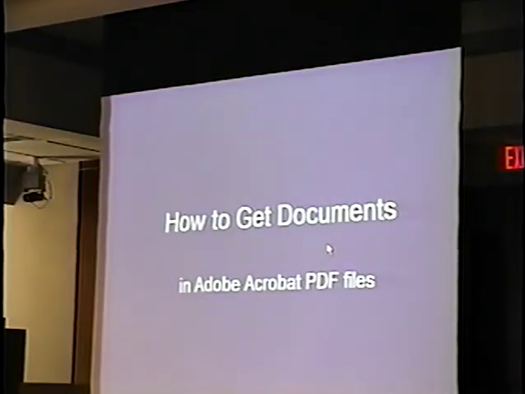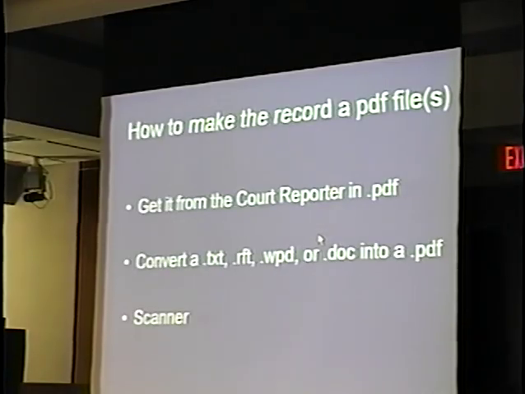So then the big question is, how do you get documents in Adobe PDF files? Your cops probably aren't going to give you discovery in PDF, although I think now in federal court they really are. They're giving almost all that stuff. They're giving discs now instead of paper. If it's transcripts, you can get it from the court reporter in PDF. That would be my first preference.